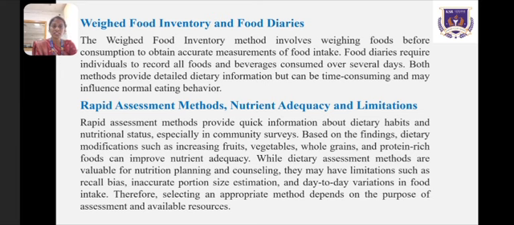Next we see about the rapid assessment methods, nutrient adequacy and limitations. Based on the findings of this assessment, dietary modifications such as increasing fruit, vegetable, whole grain and protein rich foods can improve nutrient adequacy. So dietary assessment methods are used for nutritional planning and diet counseling. There are also limitations, such as recall bias, inaccurate portion size estimation and day-to-day variations in food intake. Therefore, selecting an appropriate method depends on the purpose of assessment and available resources.